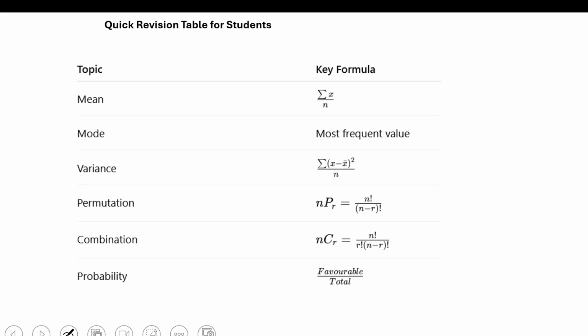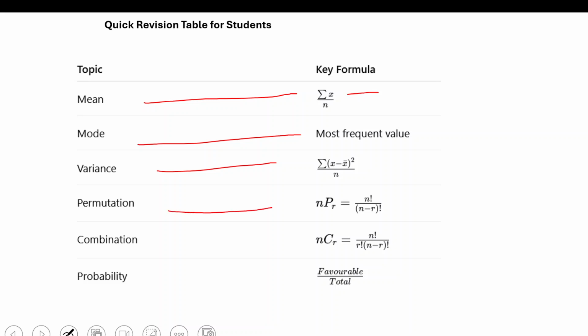Before we quickly close, let's see revision guides for students. The formula for mean is sigma x over n, where x is the distribution. Mode is defined as the most frequently occurring value. Variance is defined as the summation of the squared deviations from the mean, all over the number of the distribution. Permutation is nPr, which is n factorial over n minus r factorial. Combination is nCr, which is n factorial over r factorial times n minus r factorial. And probability is favorable outcome over total outcome.